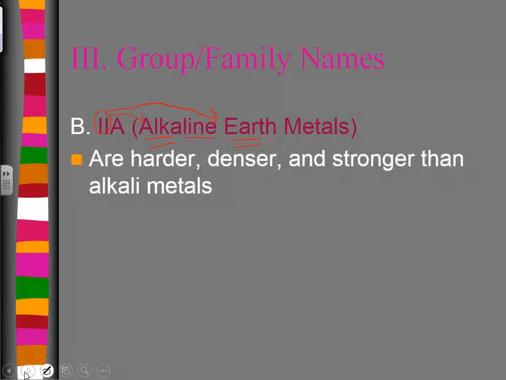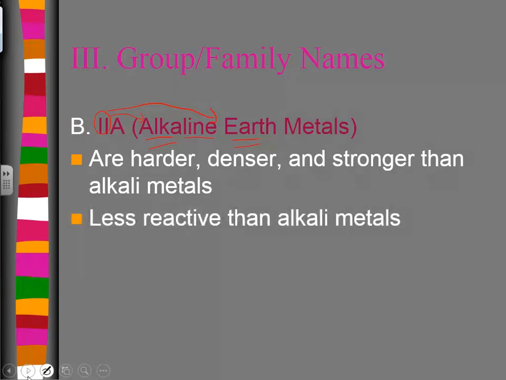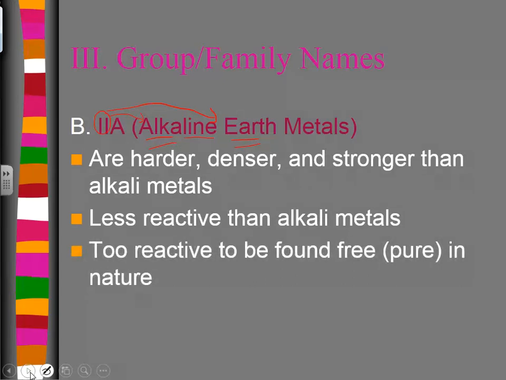Alkaline earth metals. These are harder, they are more dense, and they're stronger than the alkali metals. They're less reactive than the alkali metals as well. However, they're still too reactive to be found free or pure in nature. You will never find an alkali or an alkaline earth metal free in nature. They will always be combined in a compound and must be isolated through decomposition.